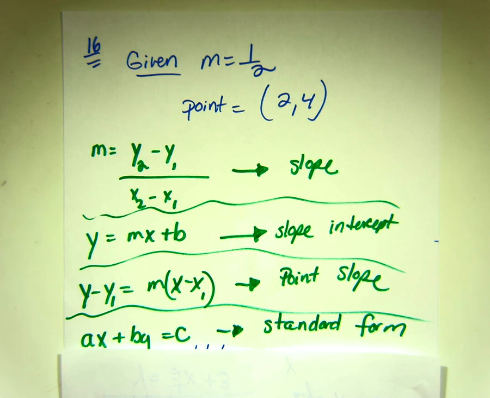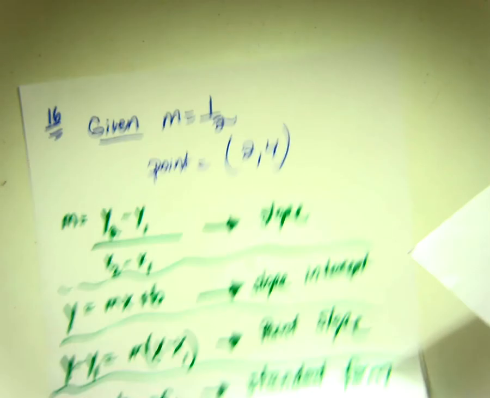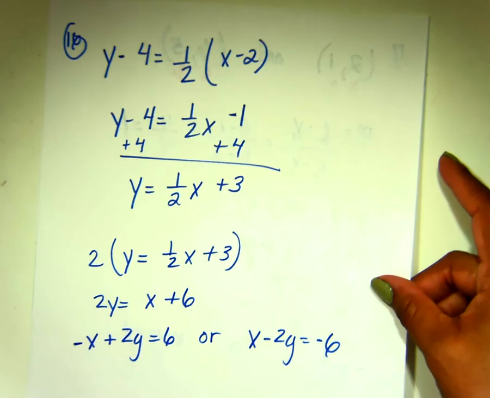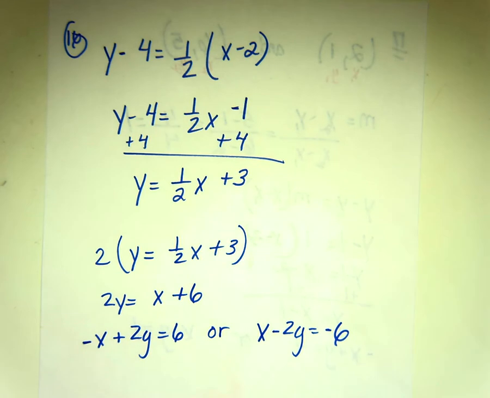So now let's go back to 16. Given to you, you have a slope of 1/2, you have a point of (2, 4). So here's the problem in its entirety. Using the point-slope formula, I substituted my values in. My slope was 1/2. I had my point for x as 2, and then my point for y as 4. Notice how I simplified everything, and I stopped right here.